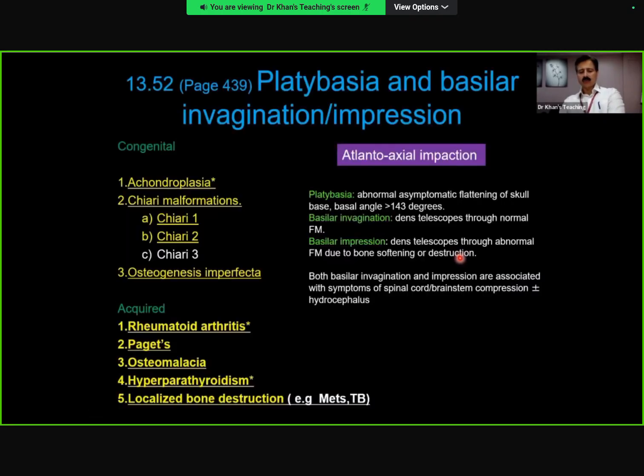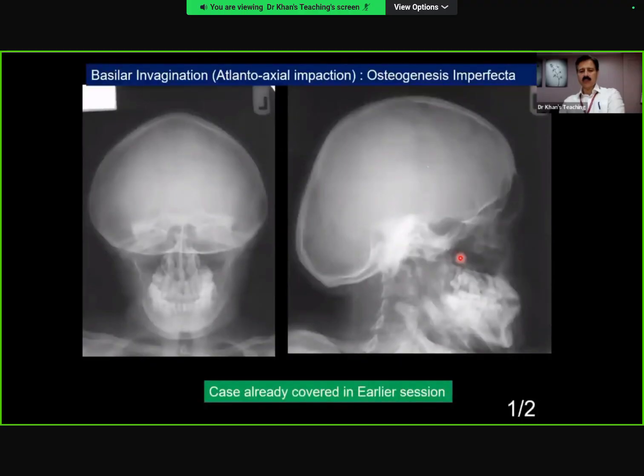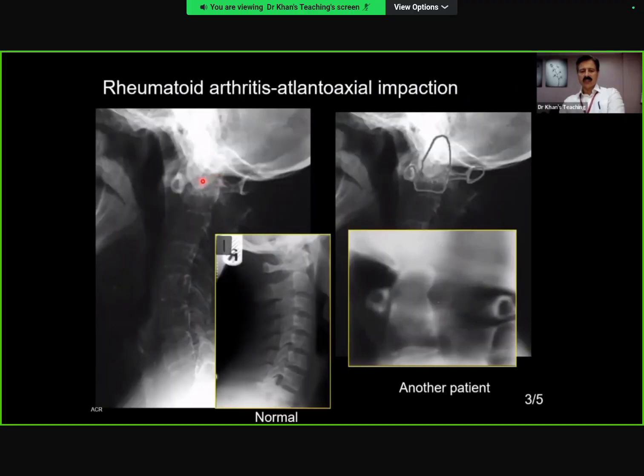So what happens is that because of that, there is superior migration of the dens into the foramen magnum. You can well imagine, with a stretch of imagination, this is the clivus. You can imagine that the brain stem, the medulla, must be sitting here. And this dens is projecting superiorly.